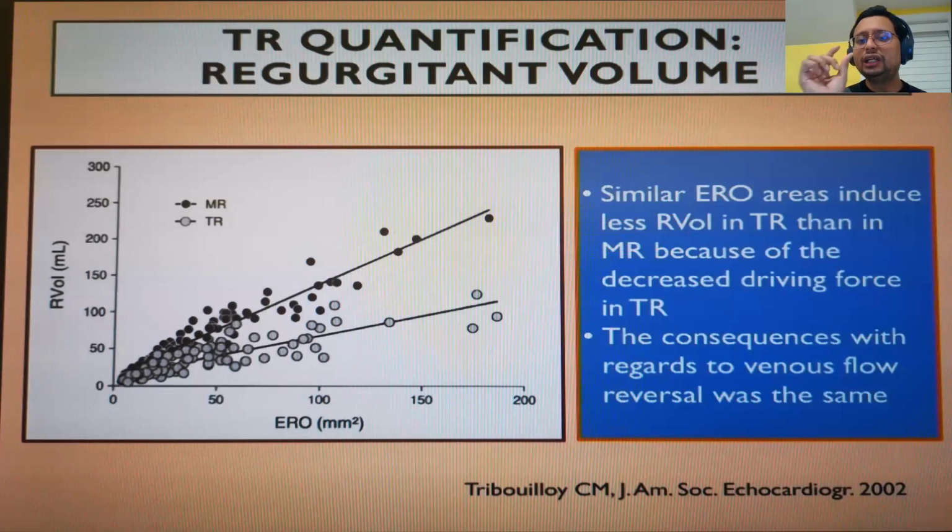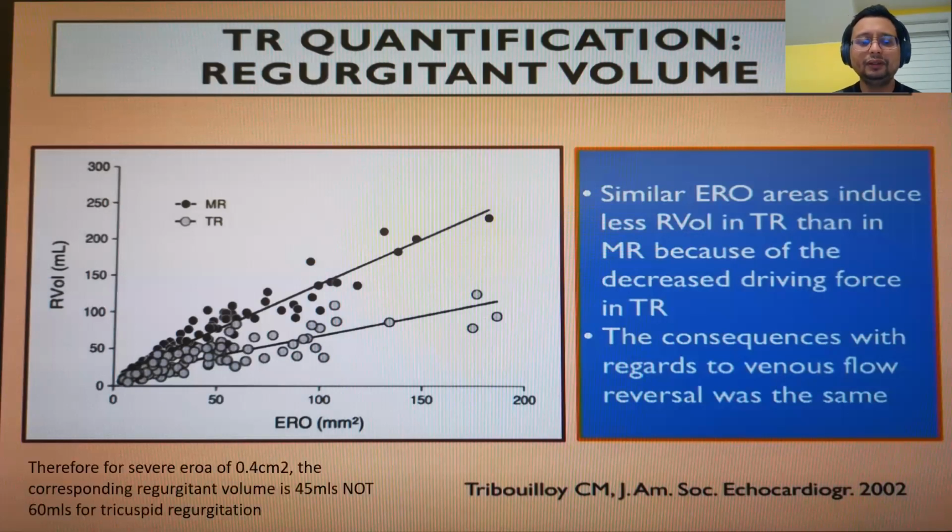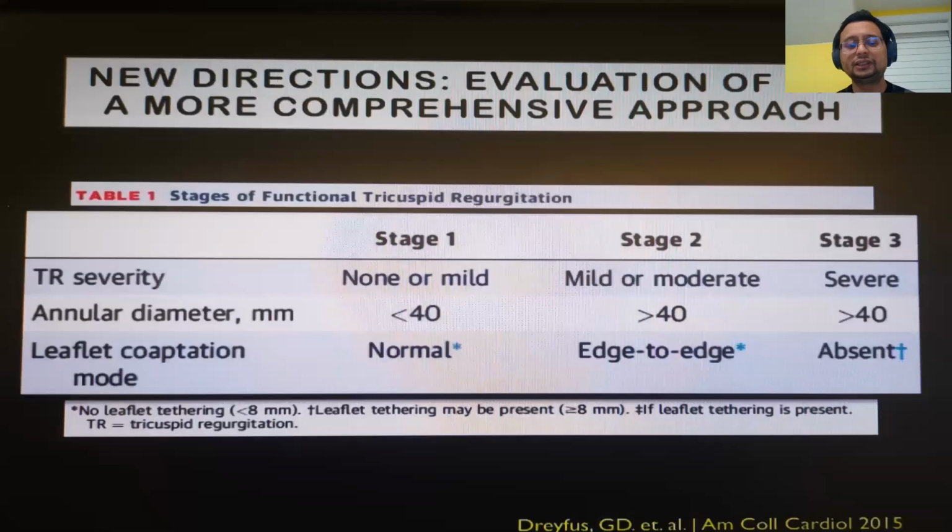Another thing that you can do is measure PISA. PISA for severe TR is 7, the same as mitral regurgitation, right? For severe EROA of 0.4, the corresponding regurgitation volume is 45 in tricuspid regurgitation, not 60 mils. You can also not only mention the tricuspid regurgitation severity, now we have mild, moderate, severe, and some people also now use massive and torrential because sometimes the RA can be so big. You can also include the diameter of the annulus and whether the leaflet is coapting or not in your echocardiography report.